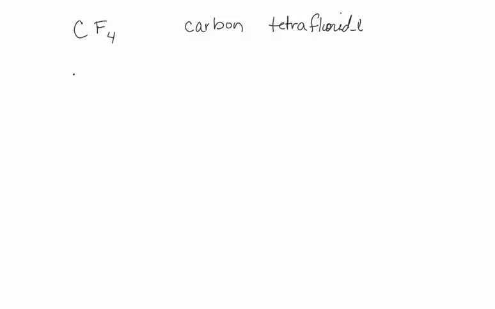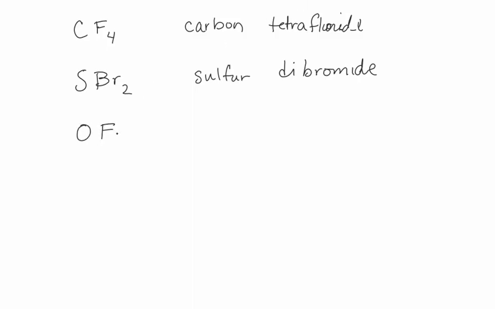If we have SBr2, we have sulfur, then we have dibromide. OF2 would be oxygen difluoride. So you see, with whether we gain, lose, or share, we should be able to identify both the chemical formula and the name of the compound.